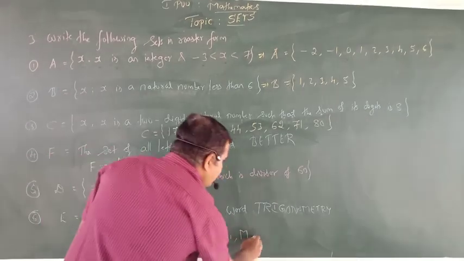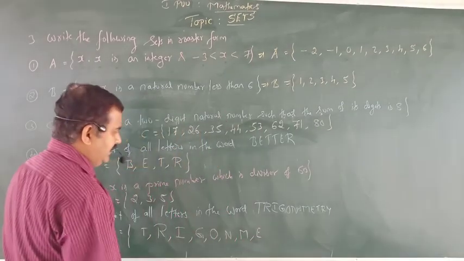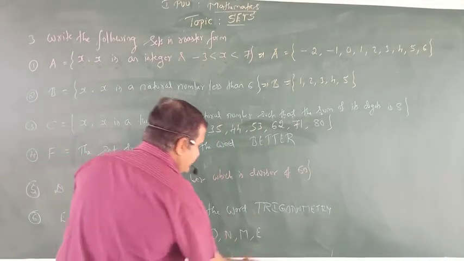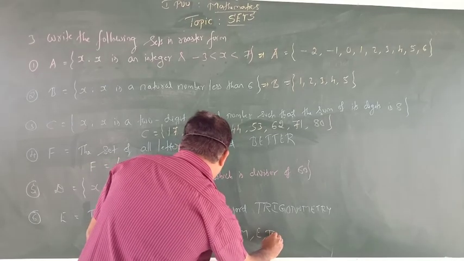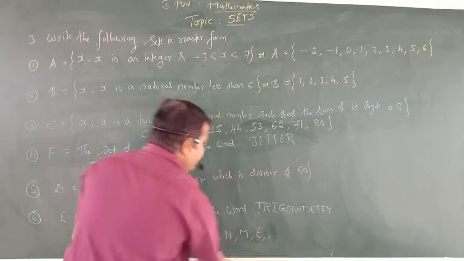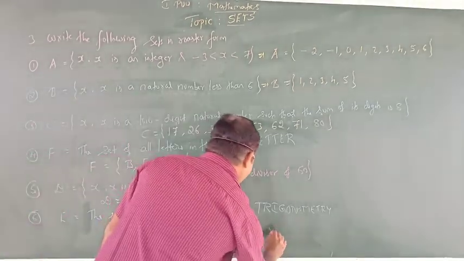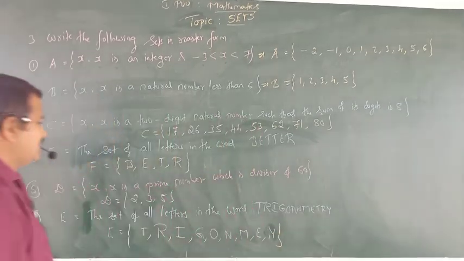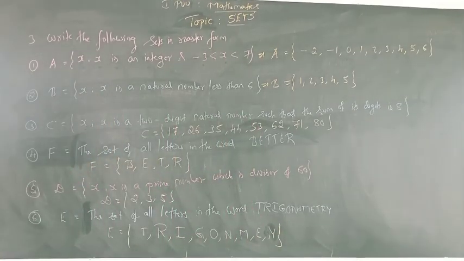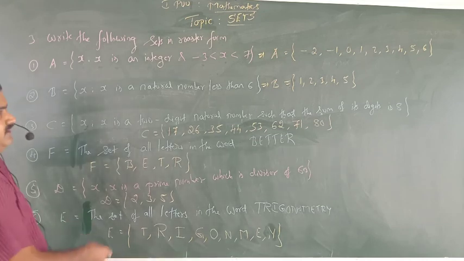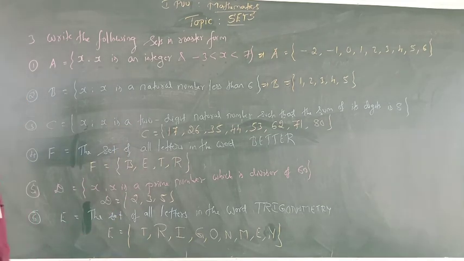You can have the letter E. Again T is repeated twice, don't write. You can go for R, R is also repeated, don't write. Again Y I can write. These are the letters which are under the word trigonometry. So this is how I am going to write the following sets in roster form.